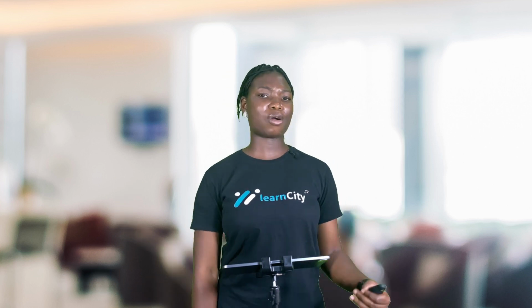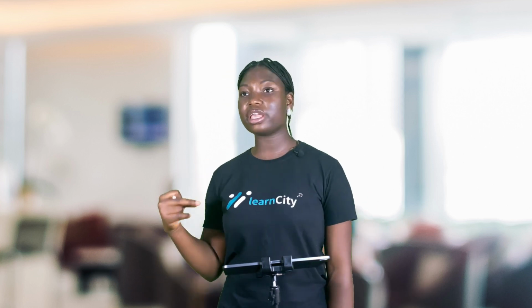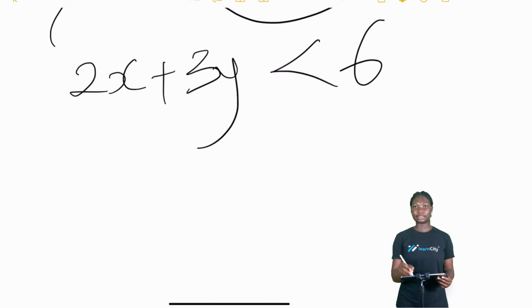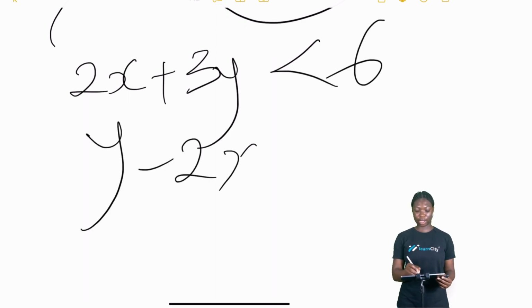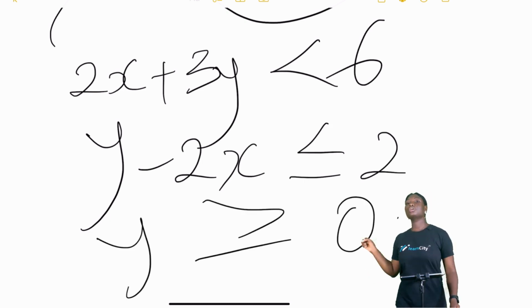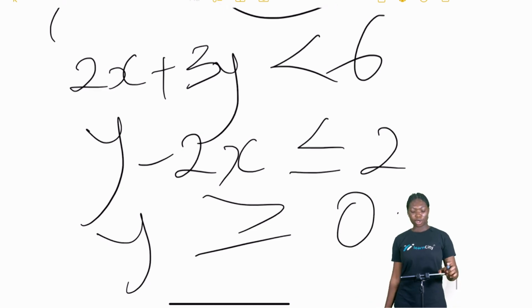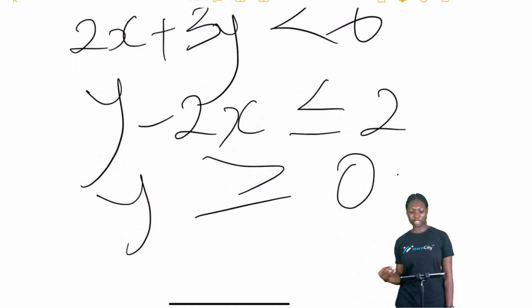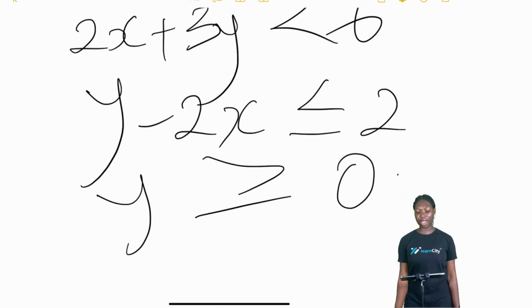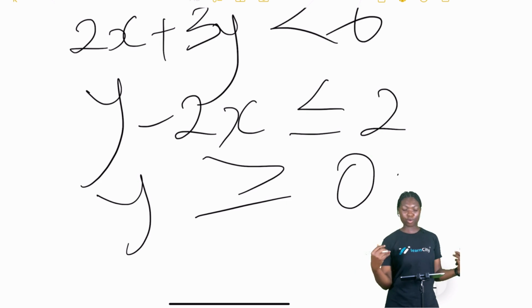The first example says, show on a graph the region that contains the solutions of the simultaneous inequalities 2x plus 3y less than 6, y minus 2x less than or equal to 2, and y greater than or equal to 0. Now, we have these inequalities: 2x plus 3y less than 6, y minus 2x less than or equal to 2, and y greater than or equal to 0.